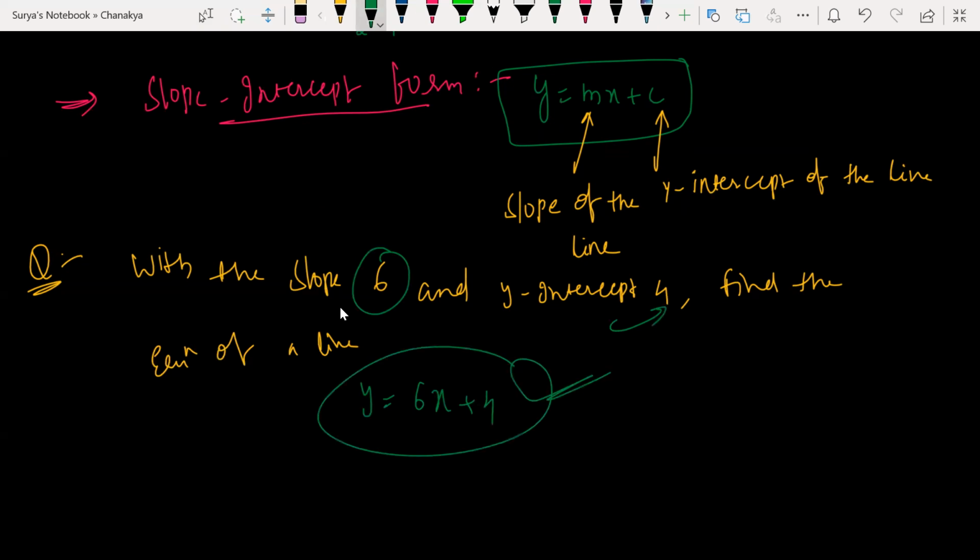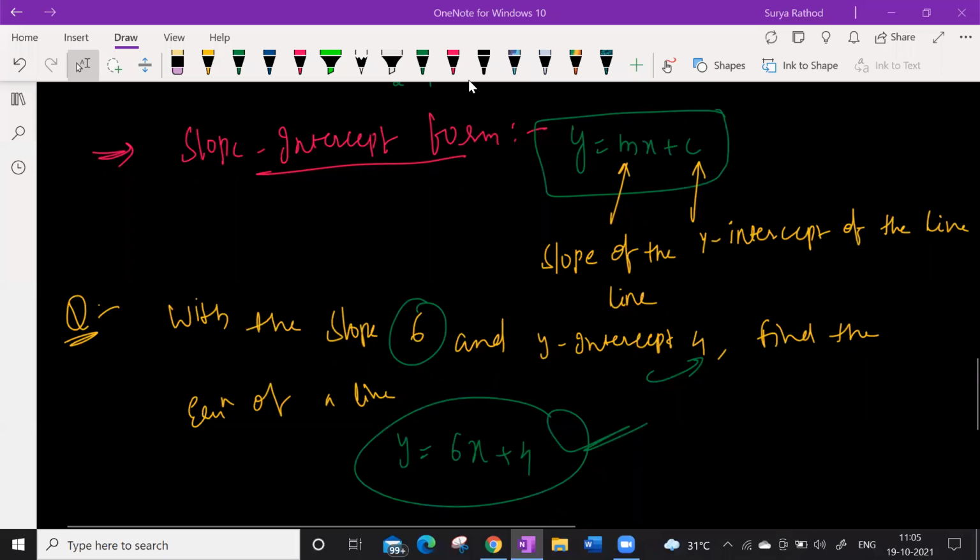Yes or no? Yes. One second. Be in line. So isn't it a linear equation? Yes, it's a linear equation.